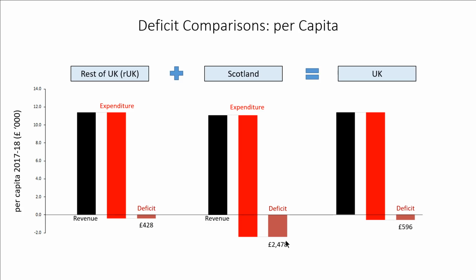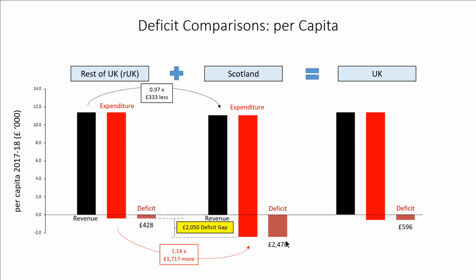So what's going on here? Well, Scotland is generating just 3% less revenue per capita than the rest of the UK. It's about £330 less per person revenue generated, but is incurring 14% more expenditure per capita, or £1,700 per person more expenditure per capita than the rest of the UK. And the net effect of that is the deficit gap, is that Scotland has a deficit that is £2,050 per capita more than the rest of the UK.